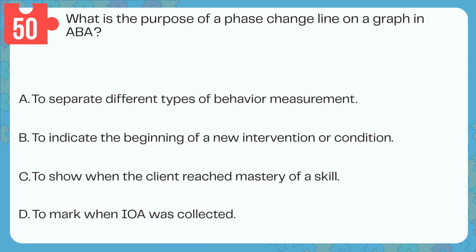Question 50. What is the purpose of a phase change line on a graph in ABA? A. To separate different types of behavior measurement. B. To indicate the beginning of a new intervention or condition. C. To show when the client reached mastery of a skill. D. To mark when IOA was collected.